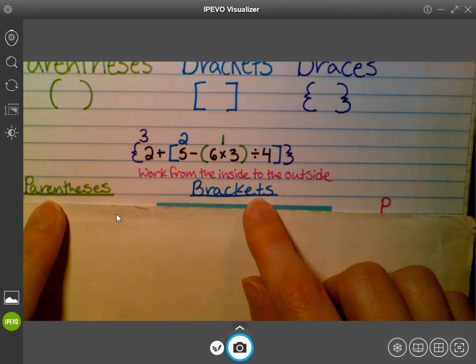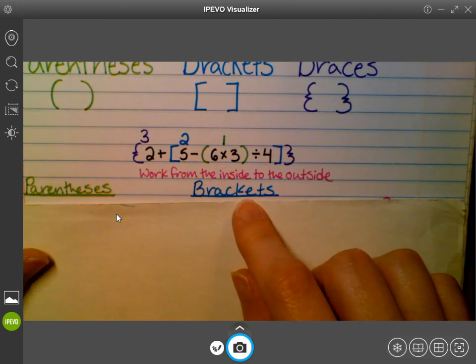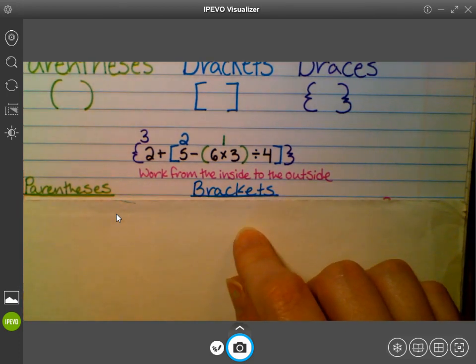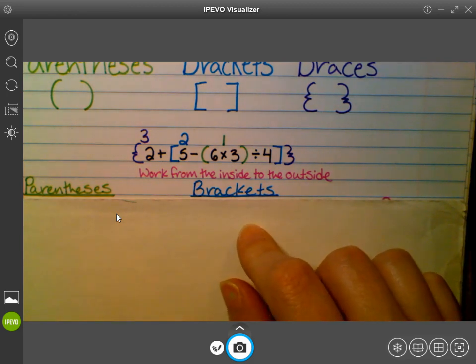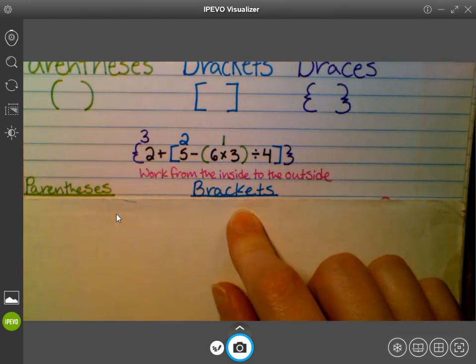Okay, so I want you to label below parentheses and brackets. Go ahead and label that. Parentheses and brackets. So we are going to do a problem with just parentheses. Then we're going to do a problem with parentheses and brackets. And then we will do a problem with parentheses, brackets, and braces. So just label parentheses and brackets for now.